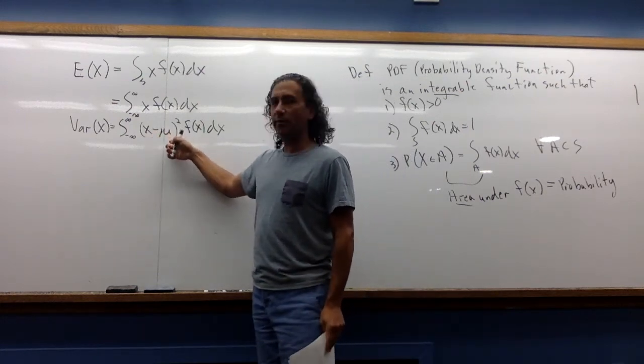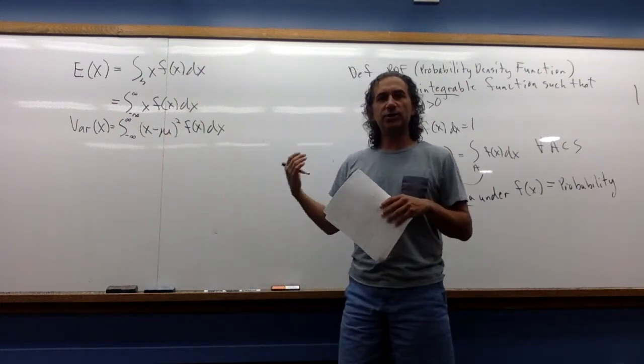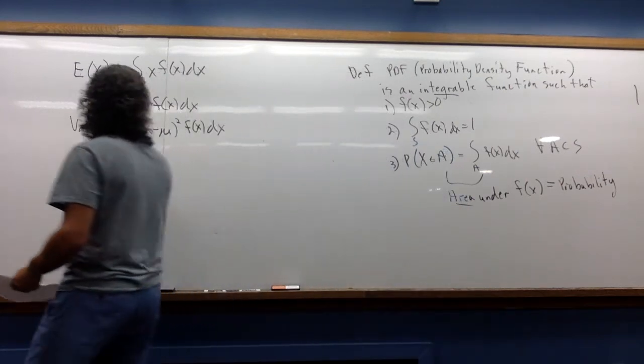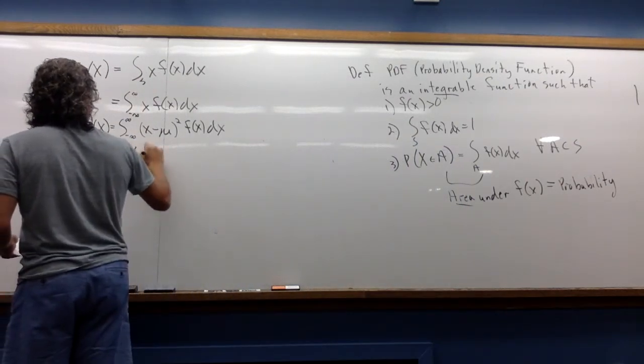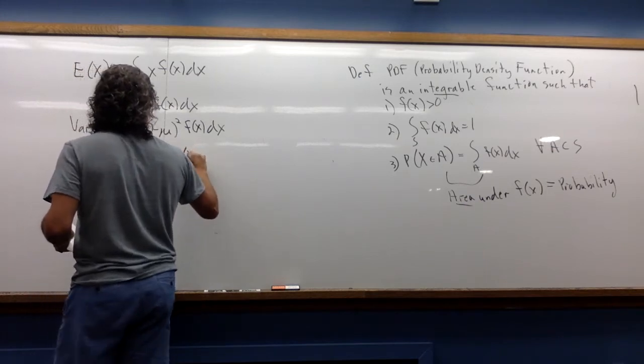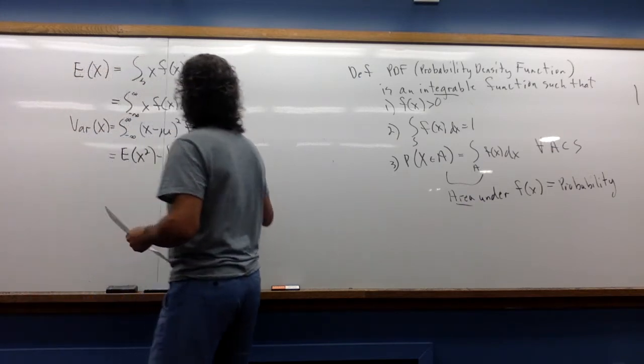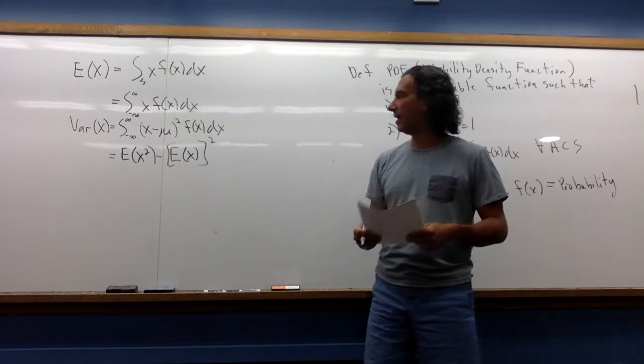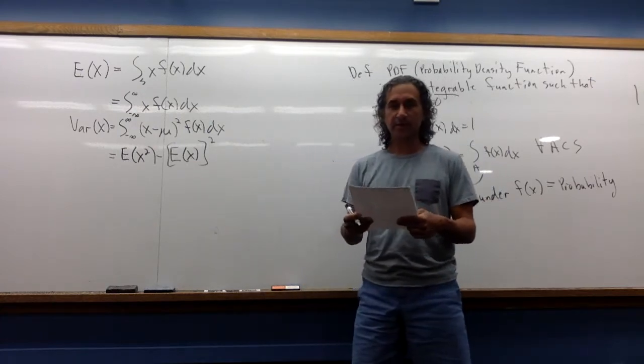But if you square this out and separate out the integrals, just like you did the sums, you are going to get the exact same fun formula that we got in the discrete case, which is that the variance is the expected value of x squared minus the expected value of x, squared.